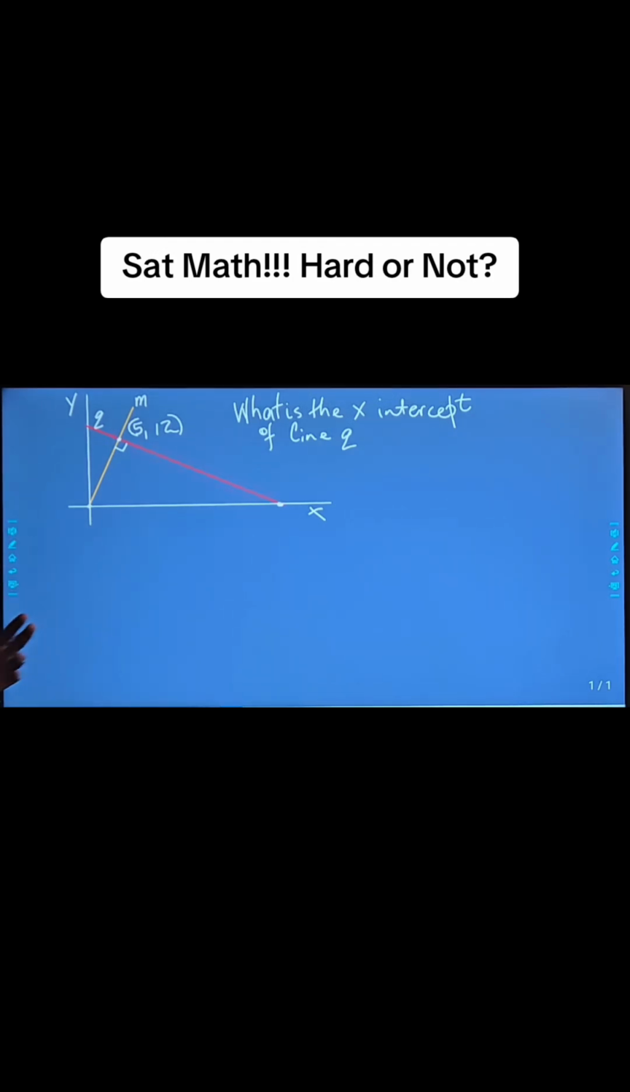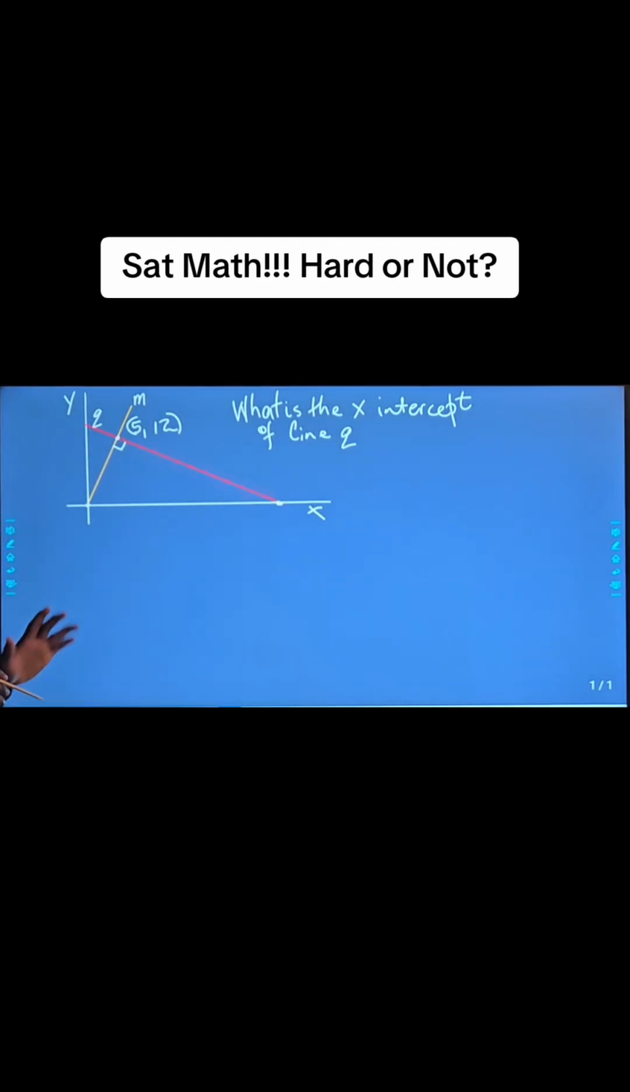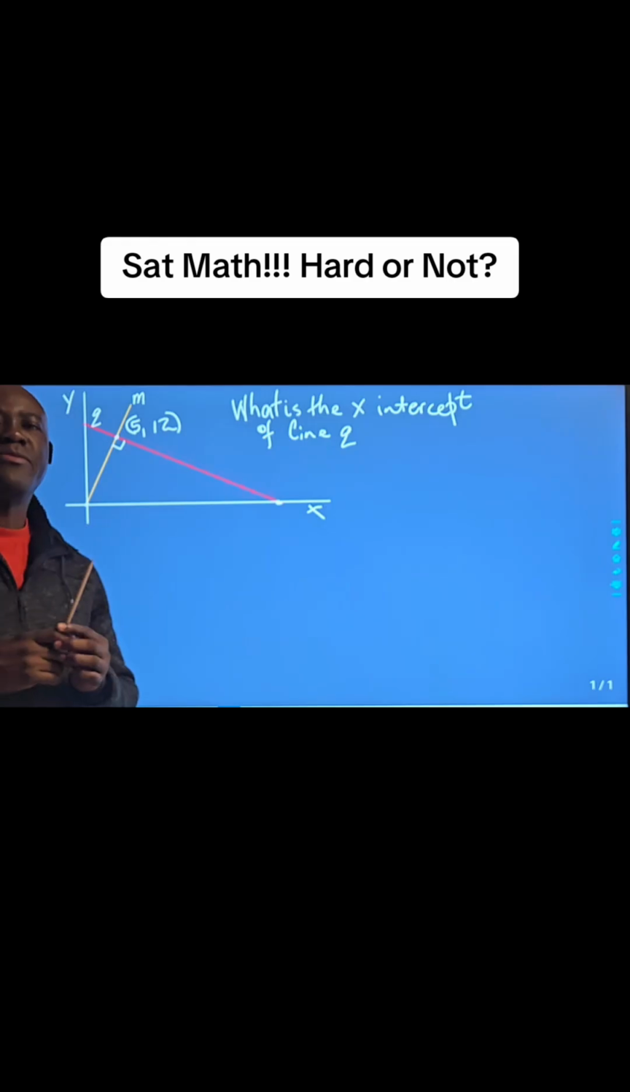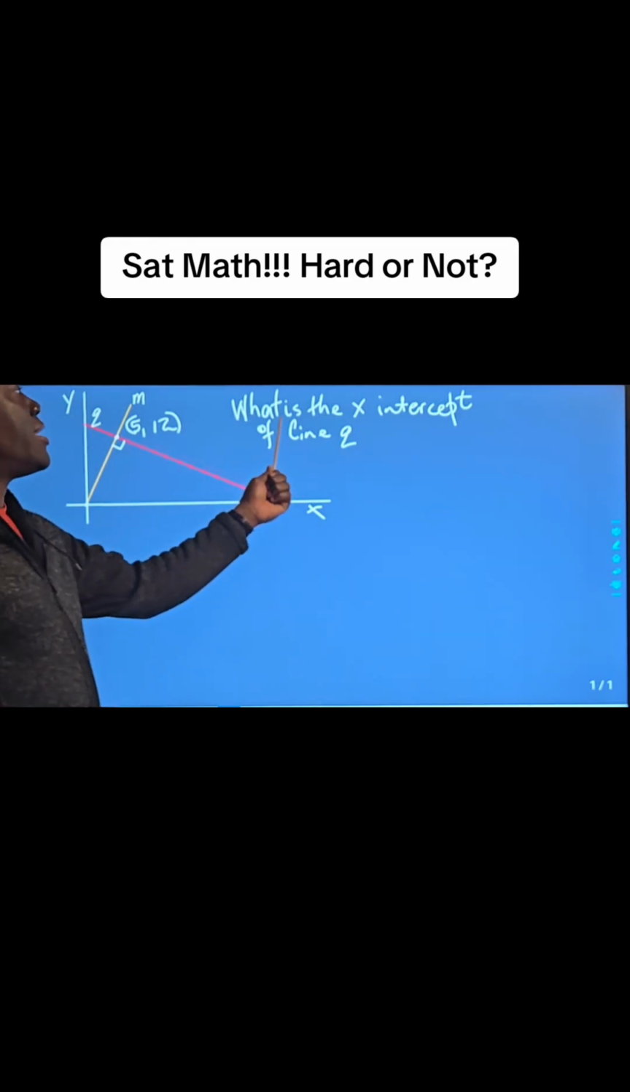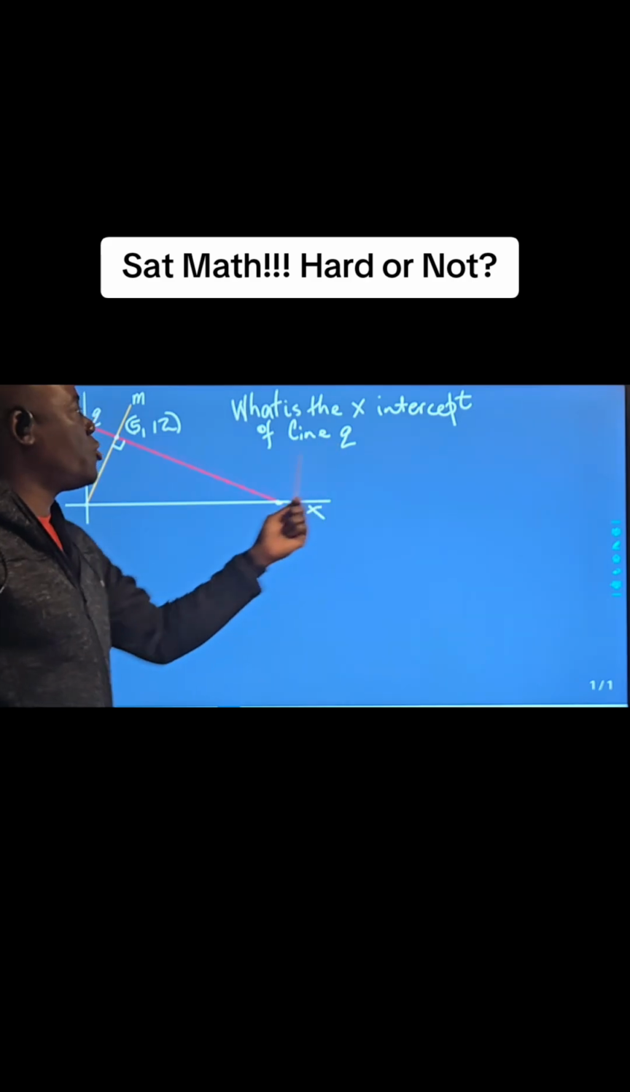Alright, so here's a SAT question, one that has to do with coordinate geometry, one in which we have two lines. We have line Q in red and line M in yellow, and they're on the XY plane. What the question really wants from us is that we're supposed to find the x-intercept of line Q.